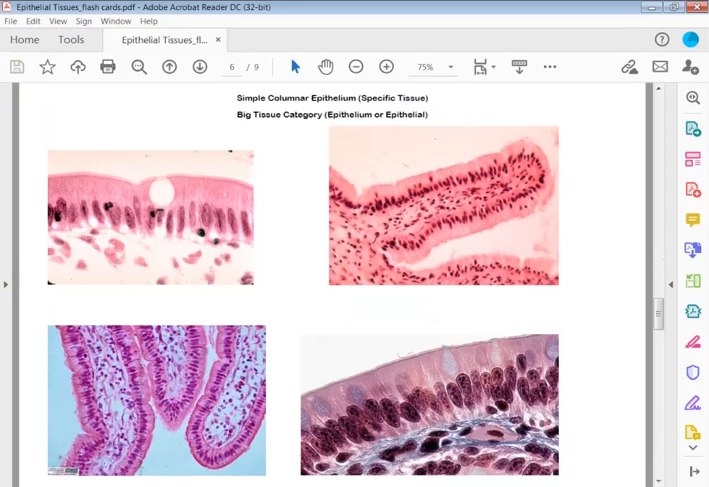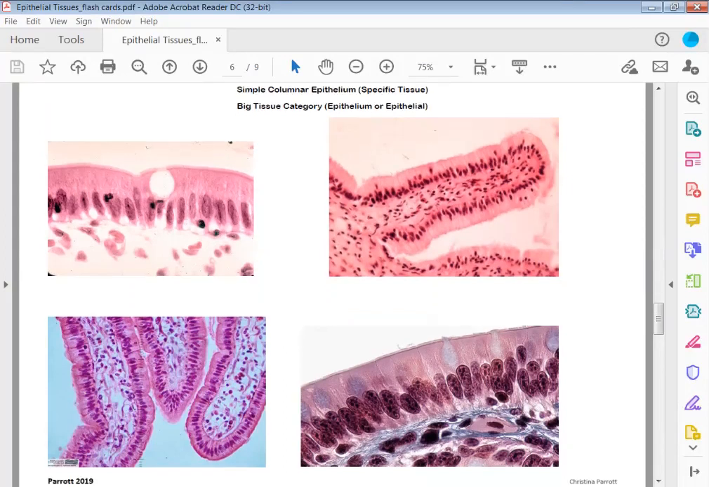This is our simple columnar epithelium. In the simple columnar epithelium, what you need to be able to label is this cell right here. That cell right there is a goblet cell. Down here, you're seeing a goblet cell right here, and a goblet cell right here, and a goblet cell right here. The goblet cells are responsible for producing mucus, okay, the snotty substance.